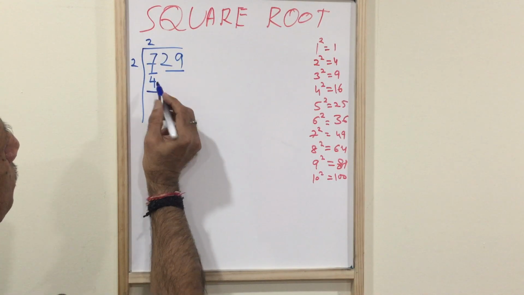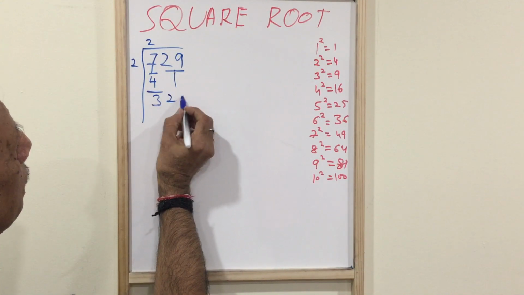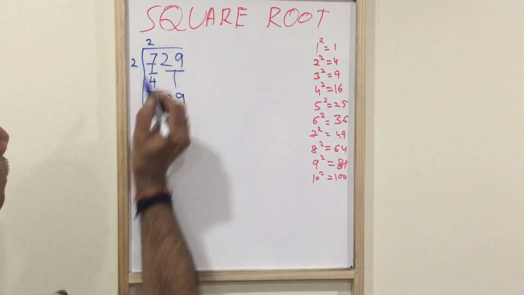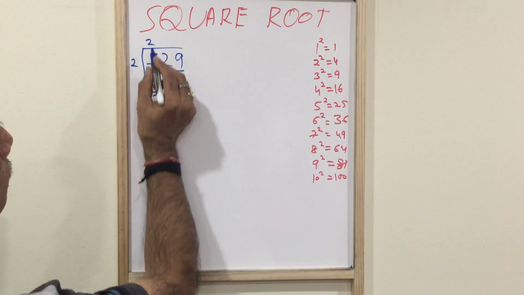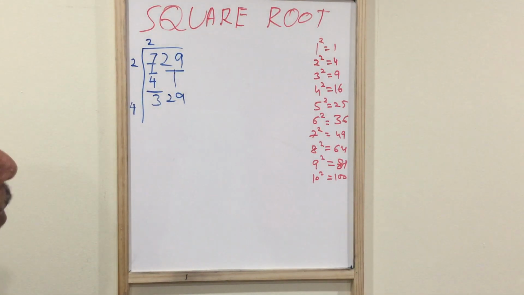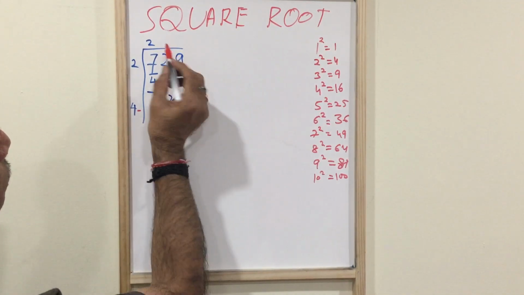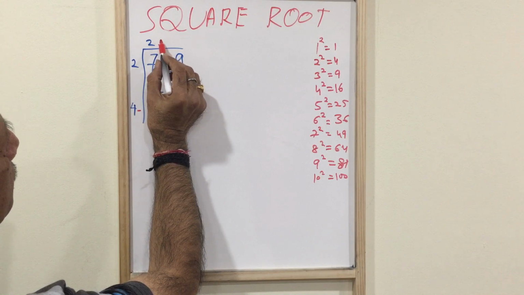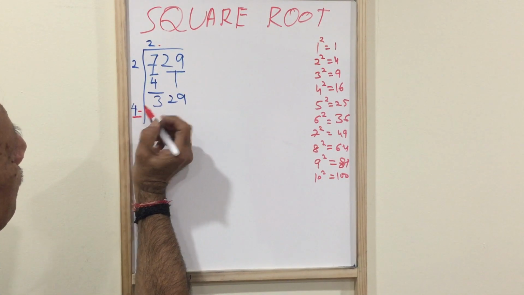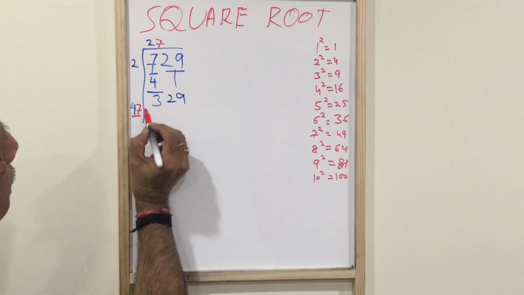2 multiplied by 2 is 4, so we are left with 3. Now we'll bring down the pair, making 329. Now we multiply the number above by 2, so 2 times 2 is 4. Then we have to select another number, which we write here also and multiply with the same number. Suppose we take 7 and write 7 here also.